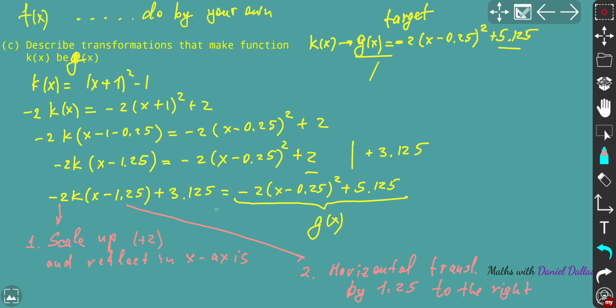And the last step, on top of that, we add 3 125. So this is the third transformation. It's a vertical translation by 3 125 units up. Okay, up. So actually we've got everything here, and that means that we described the transformation that occurred.